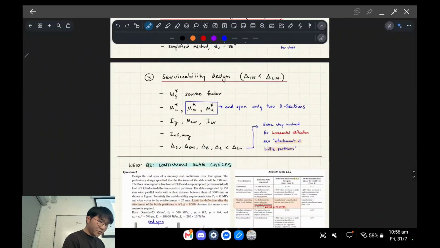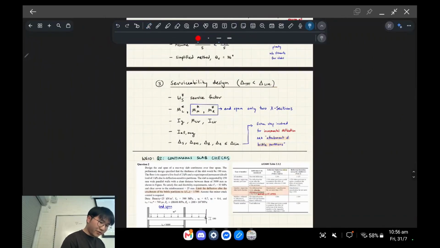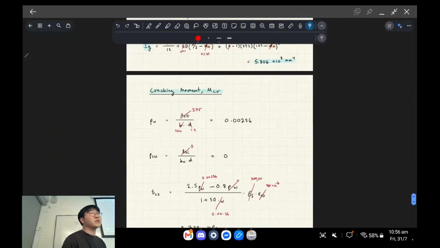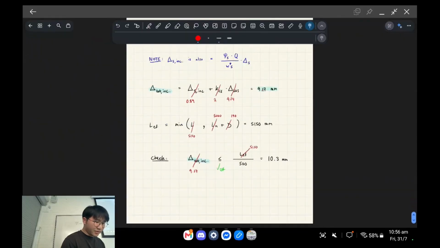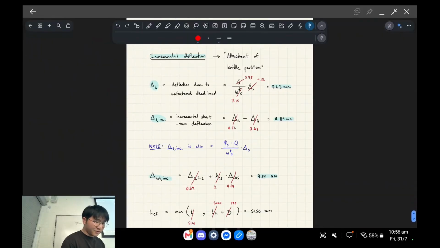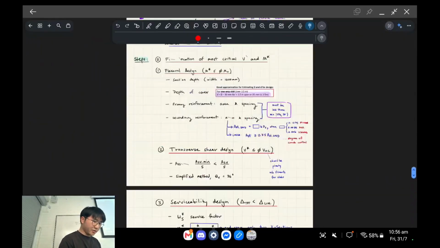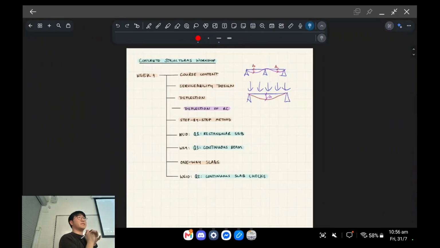Yeah, so you can have a look through these notes yourself and follow through, and this is a full slab design. And there's also a little bit at the end for incremental deflection, which is a specific type of deflection criteria. Okay, all good.